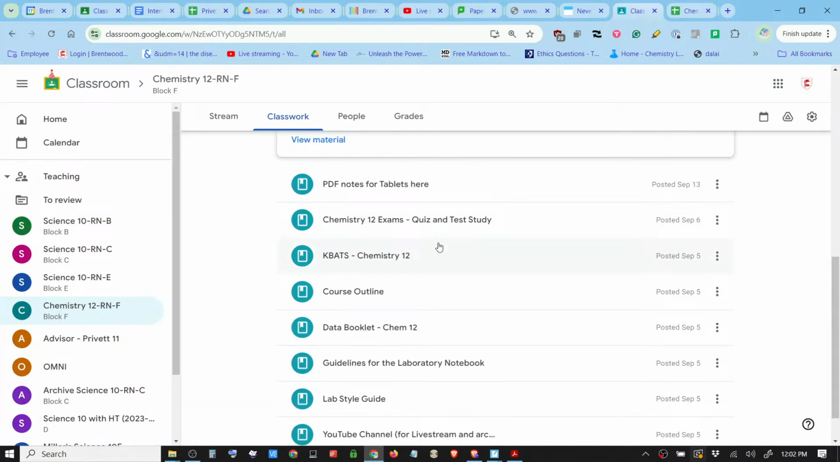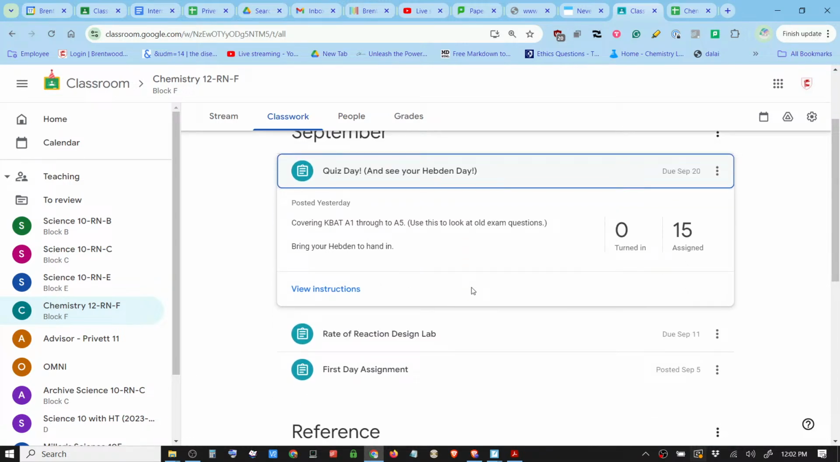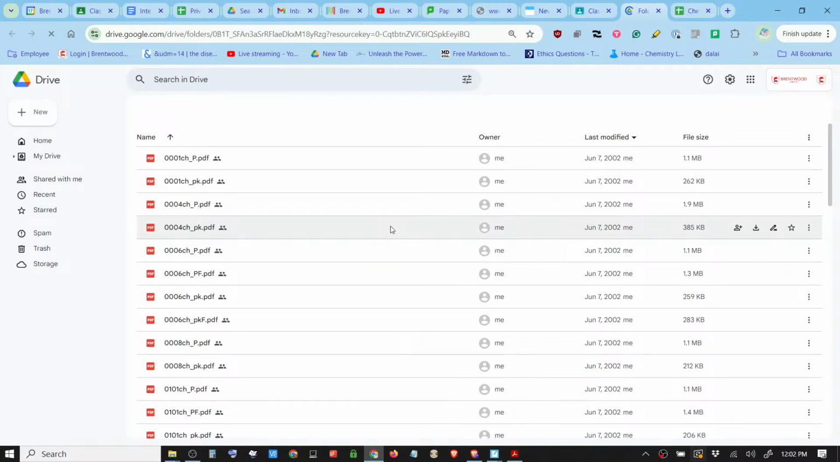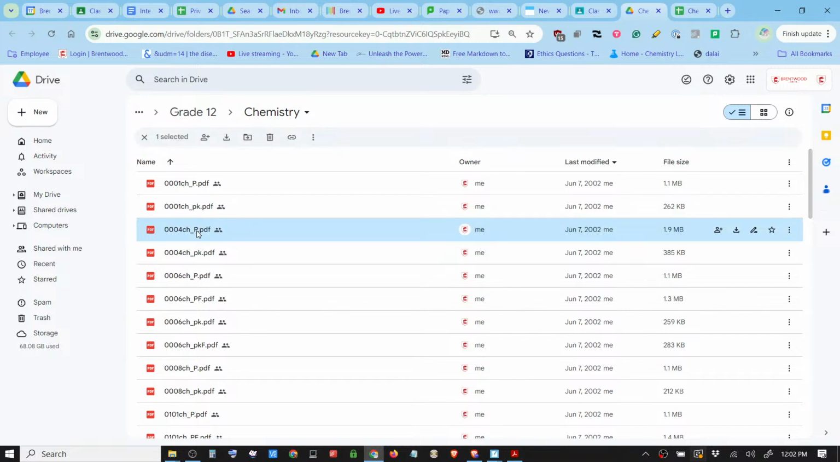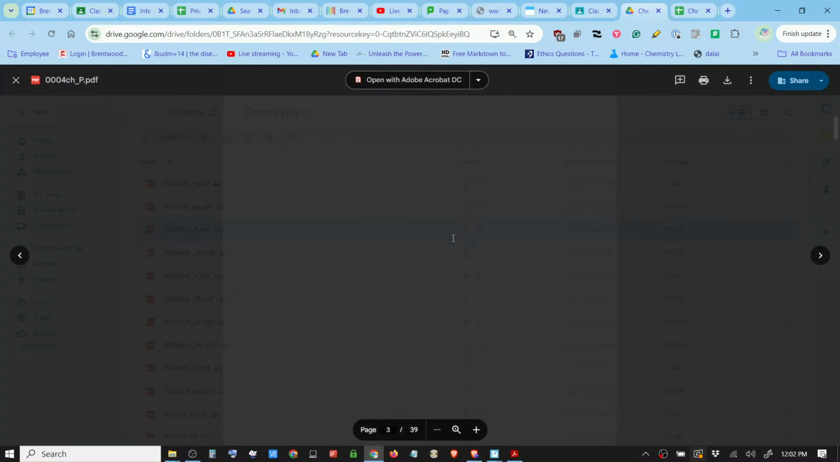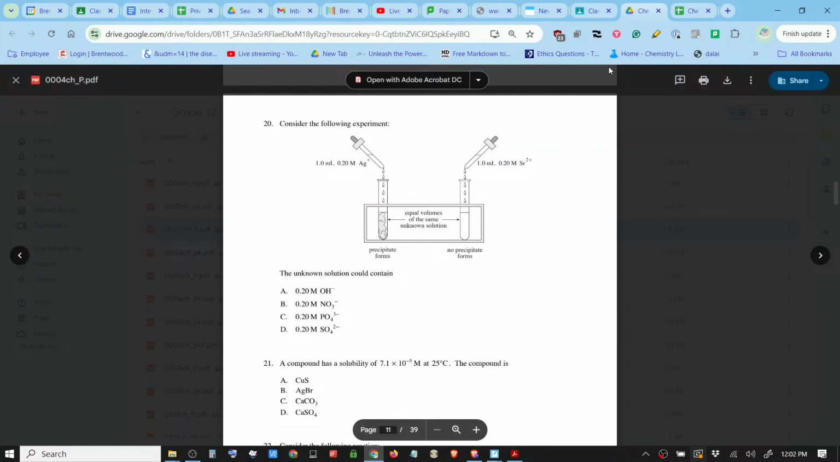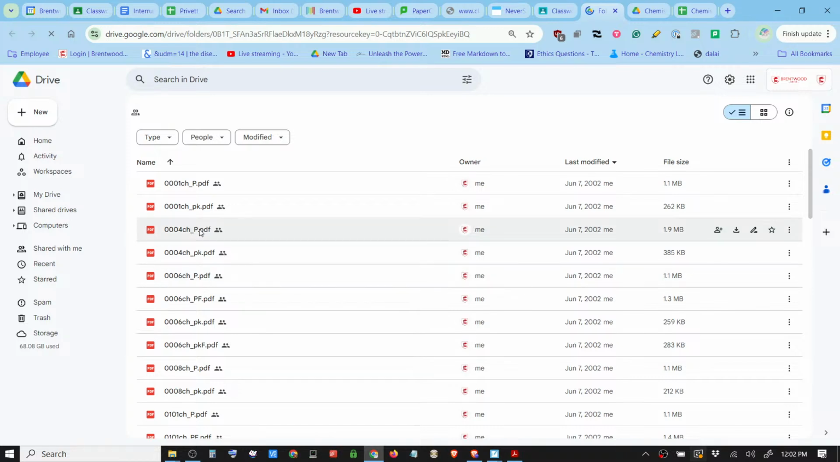And last one is if you're wondering what that KBAT meant from the first day: quiz day, KBAT A1 through A5. In addition to your Hebden, you can also study. You go in here, you grab, it doesn't matter what number, it just matters that you use the same number. P is an actual exam with questions. This is 004, so I'll go back to 004 and grab PK. That means it's the key.